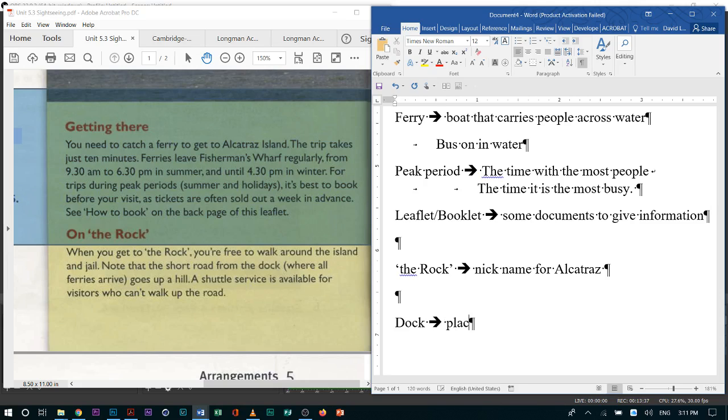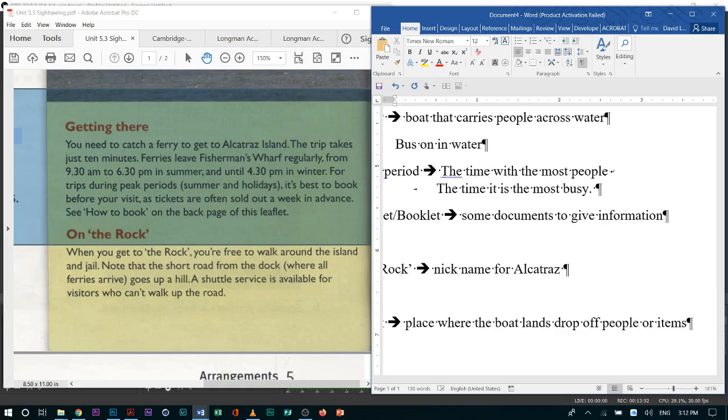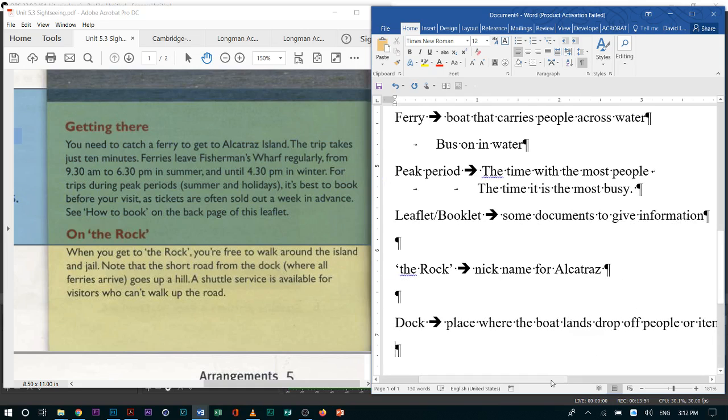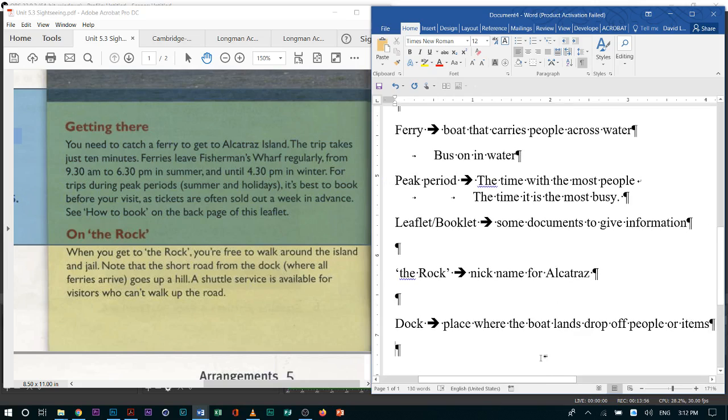A dock is a place where the boat lands and drops off people or items. So this is what a dock means. A place where the boat lands and drops off people or items.